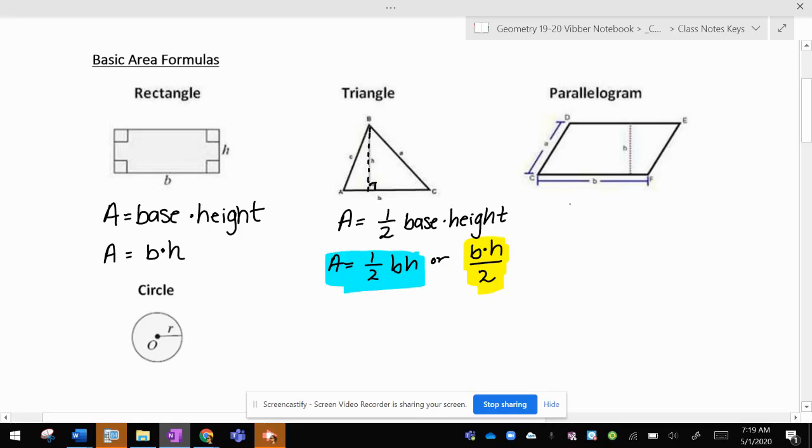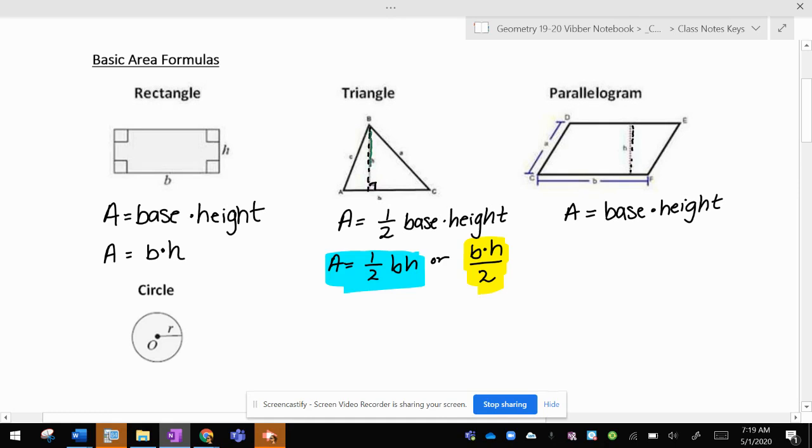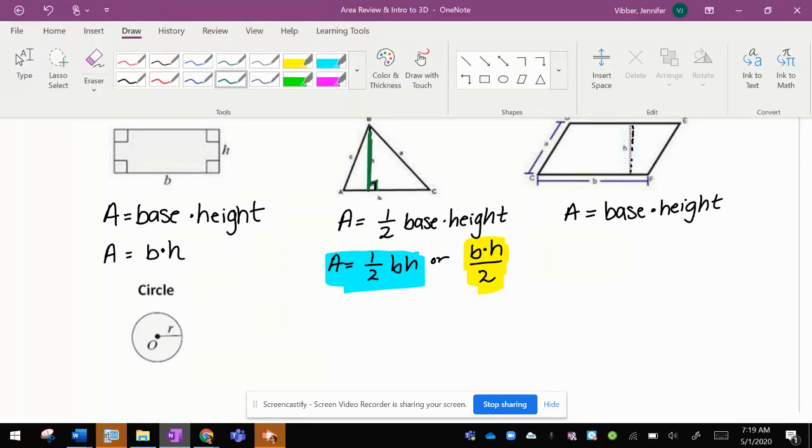When I want to find the area of a parallelogram, the area of a parallelogram is base times height, just like the area of a rectangle. Except now we need to be more careful about what the height is. The height is this distance inside. It's that perpendicular distance inside the shape. And in fact, it's that perpendicular distance over here too with the triangle, where this is the height. So remember, whenever we say height, we mean the perpendicular distance inside the shape.